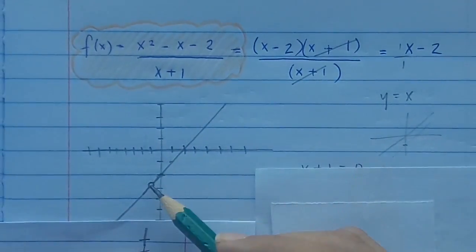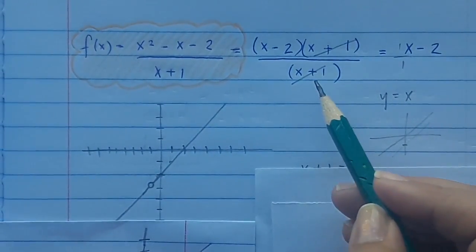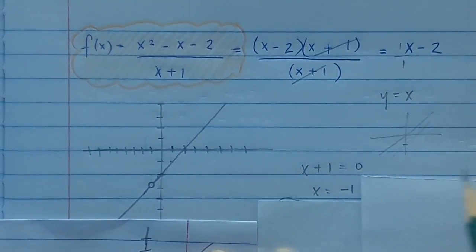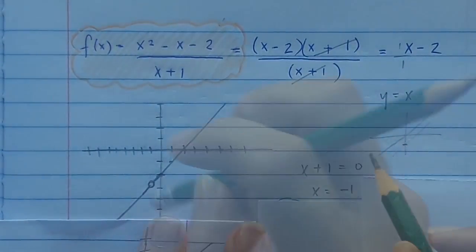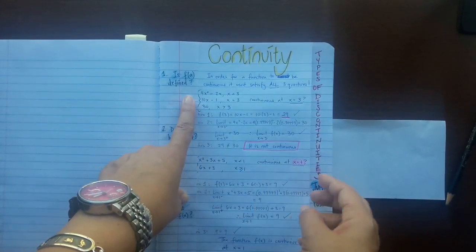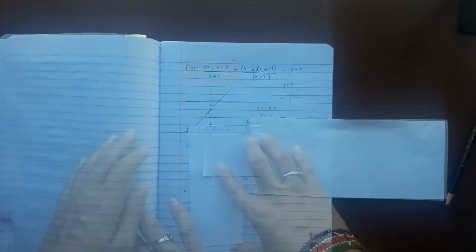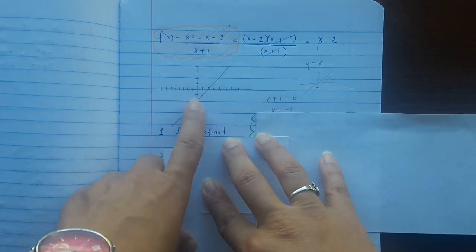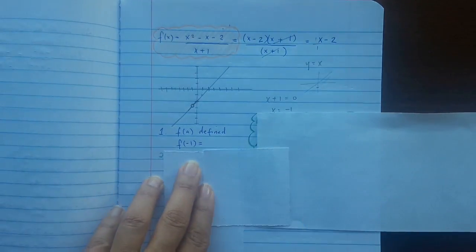1 up, 1 over. Okay, so it has a removable discontinuity because we canceled x plus 1. So when x plus 1 equals 0, x equals negative 1. That's the removable one we took out. So we could draw the graph. Alright, so let's go through our 3 things in order for something to be continuous. Is f of a defined? Is f of negative 1 defined?